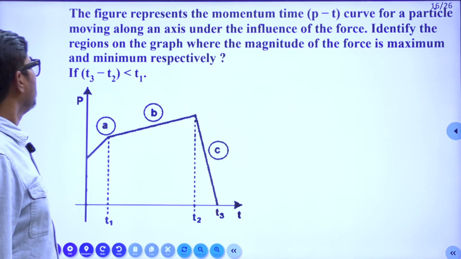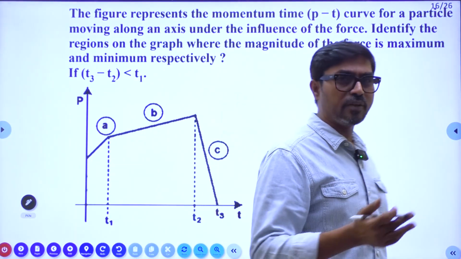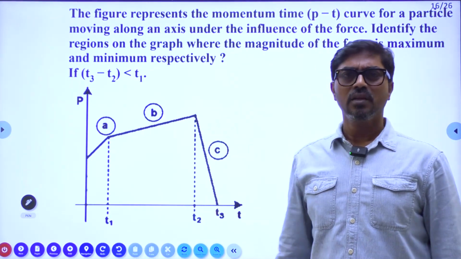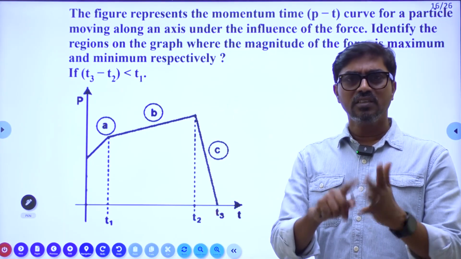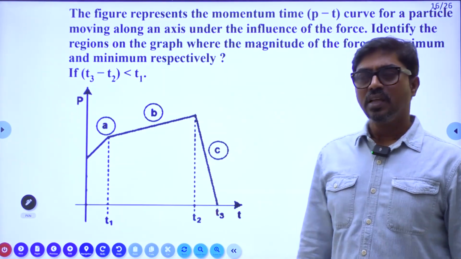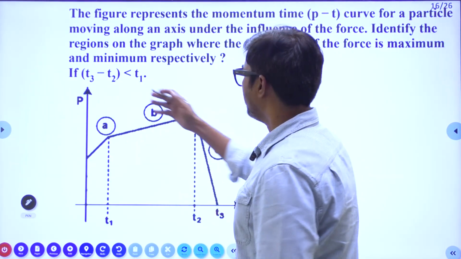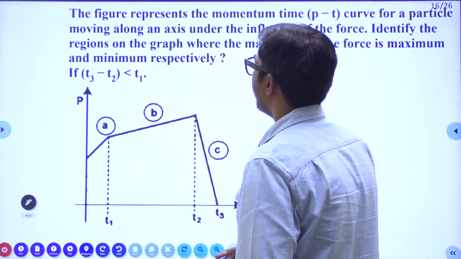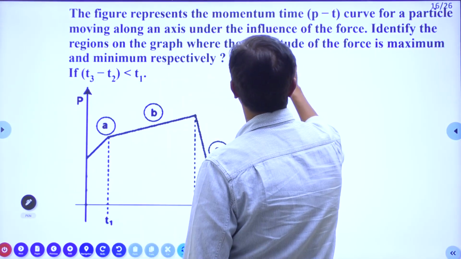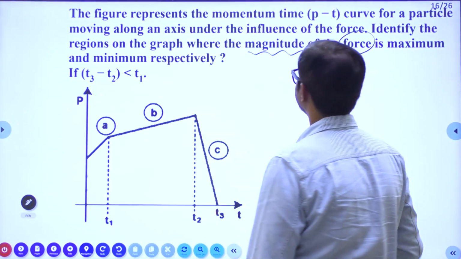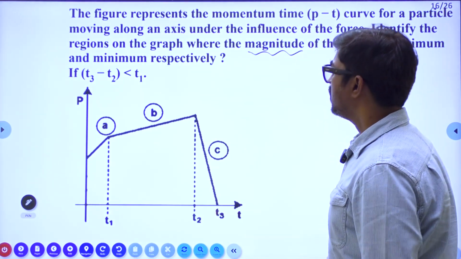Okay, next problem. The figure represents the momentum time graph, right? Momentum time graph. So whenever you see graphs, they'll ask about slope or area. Differentiation, integration. Slope is differentiation, area is integration there. So they gave it is moving along x-axis. They have given a momentum versus time graph. Identify the regions on the graph where the magnitude of force is maximum. That is what they are talking about.